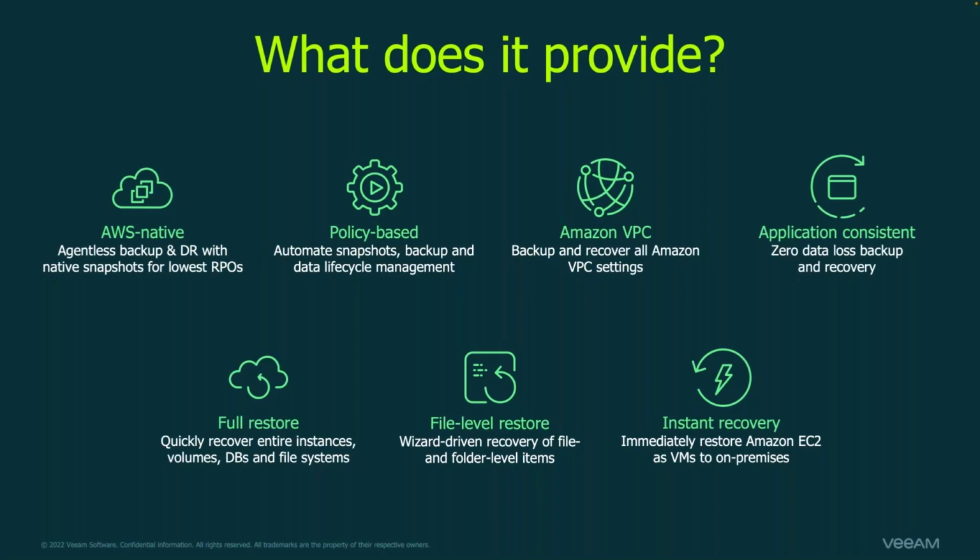Next is making sure that you have application-consistent backup of your EC2 or your RDS, with zero data loss backup and recovery. The last three are the recovery capabilities: being able to perform a full restore of your workloads, such as your EC2 instance, or file-level recovery, or the capability to perform instant recovery of your Amazon EC2 as VMs on-prem.